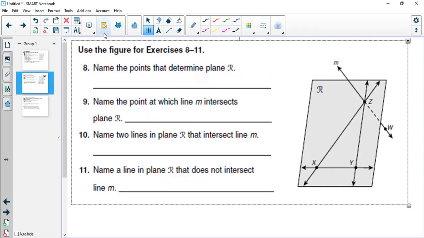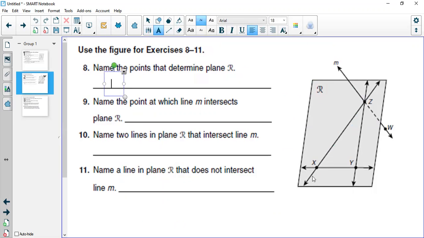Now again, using the figure, use the figure for exercises 8 to 11. So for questions 8 to 11, we are going to use this figure. Name the points that determine plane R. So this is plane R. Already they gave us the name, but they want you to write the points. Which points are on plane R? It's X, Y, Z. So simply write points X, Y, Z. If you want to be perfect in English, X, Y, and Z. You know the rules of using and or. Okay, moving to question number 9.